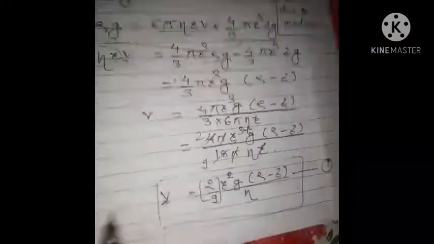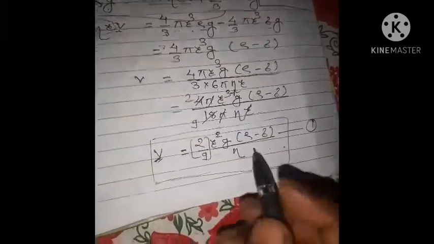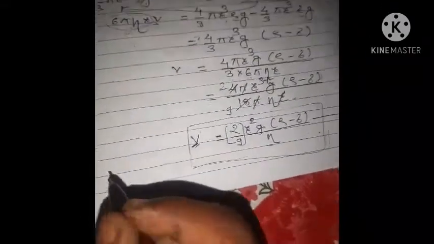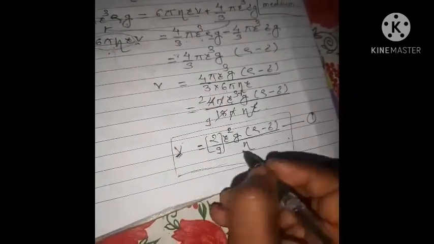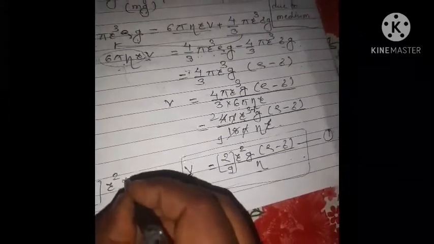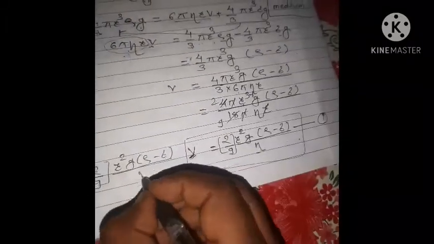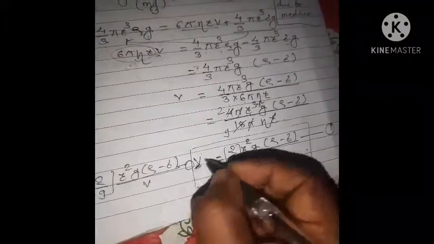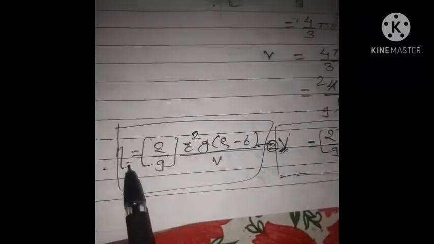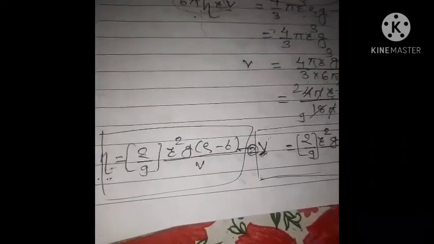Now from the same diagram and same formula, we can write the formula for eta, the coefficient of viscosity. Exchange these two terms and we get eta is equal to 2 by 9 r square g into rho minus sigma divided by v. This is equation 2. This is an expression for the coefficient of viscosity of the fluid.